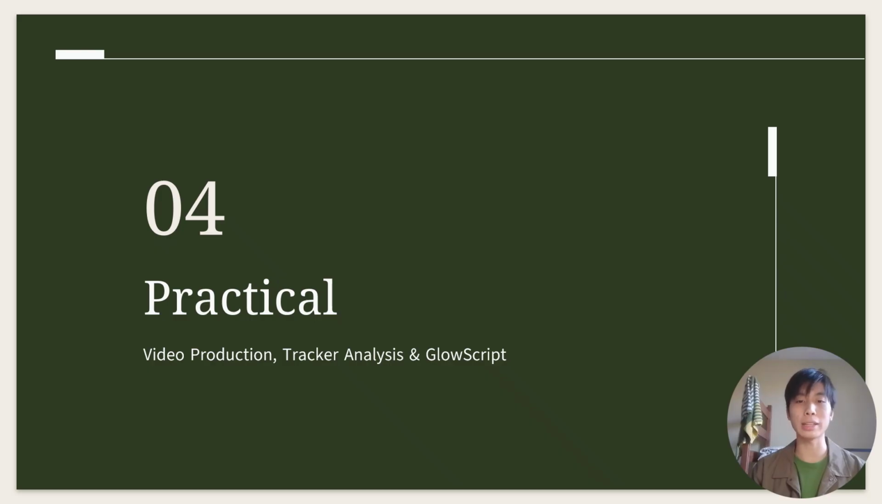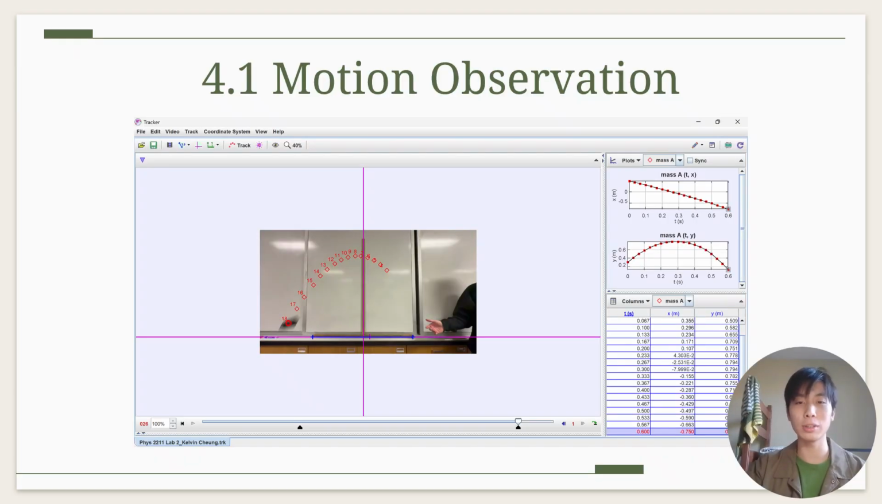Then I'll talk about the practical of lab 2. First of all, it's a motion observation using Tracker. As you can see, I use the point dots. I pointed 18 dots to recognize the motion of the projectile. On the right side, you can see 2 graphs. One is the X and one is the Y position. You can see the X one has a constant gradient, which means that because there's no X component of force, F equals ma, a equals 0, and so the velocity is always the same. And then I can create a table behind it.